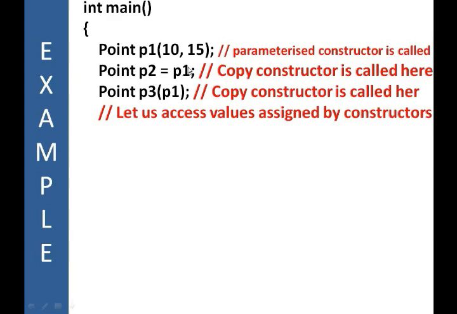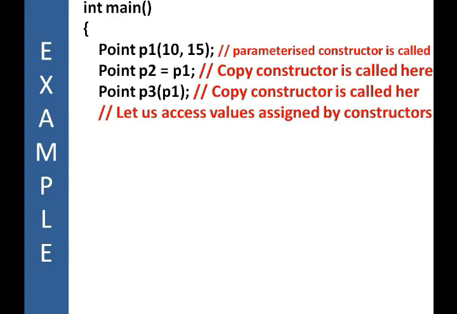Here p1 is the existing object. Here p1 gets the values 10 and 15 into x and y. So p1 is an existing object. Now the copy constructor is called here. The p1 is passed into the reference variable of the copy constructor.